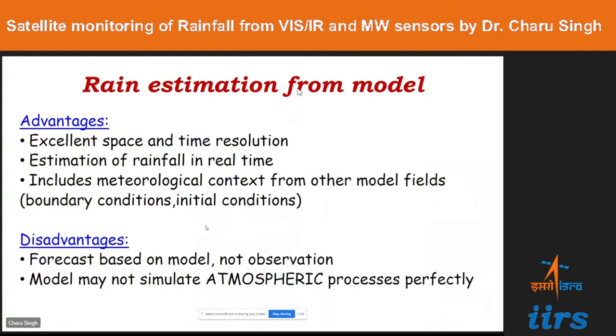And for the estimation of rainfall from the models, we include the meteorological context from other model fields like boundary conditions, initial conditions. There are various disadvantages also if we use the model output for the rainfall, like forecast based on model, but these are not the observations. So we can't compare the output from the models with the observations, because there could be some overestimation or underestimation. And the reason is that the model may not simulate atmospheric processes perfectly.